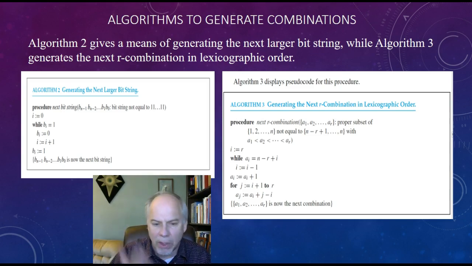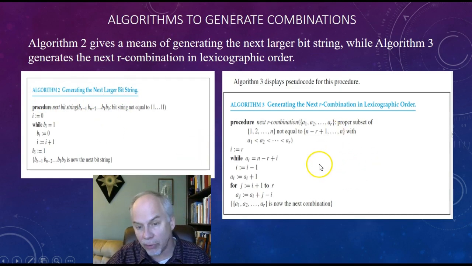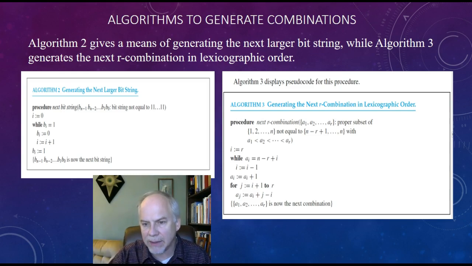But I just want you to know that they're in that section, and you can use these algorithms for generating either the next larger bit string in algorithm 2, or in algorithm 3 it generates the next R combination in lexicographic order. Kind of like what we just did with that previous example with the sets. And so you can look at these if you want, but like I said, you won't be held responsible for it. Now, there's one more item that we want to look at because it's in the homework.